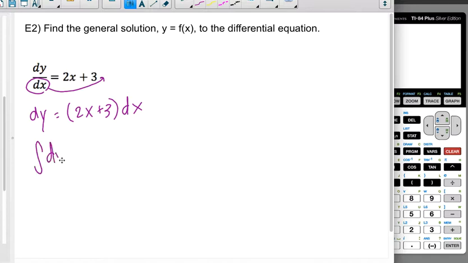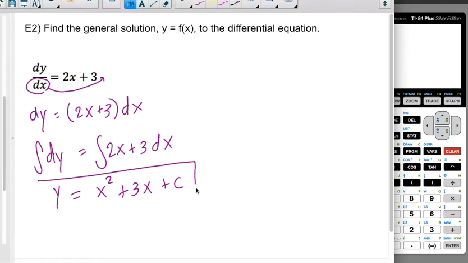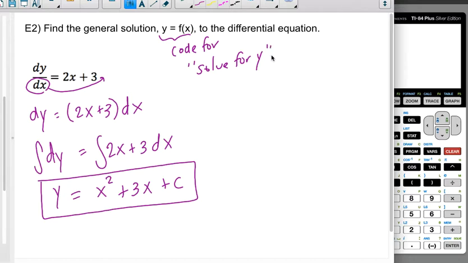Now I'm going to integrate both sides, right? I'm going to use the antiderivative for both sides. So when I integrate dy, I just get y, right? I don't need the plus c because I'm going to put the plus c on the side with the x. And then when I integrate 2x, I'm going to get x squared because it would be 2x squared over 2, so I just get x squared, plus 3x plus c. And this is already solved for y, right? So I'm done because this is the code for solve for y. But again, in this case, it's already solved for y, so I don't have to worry about it. And that's my general solution.